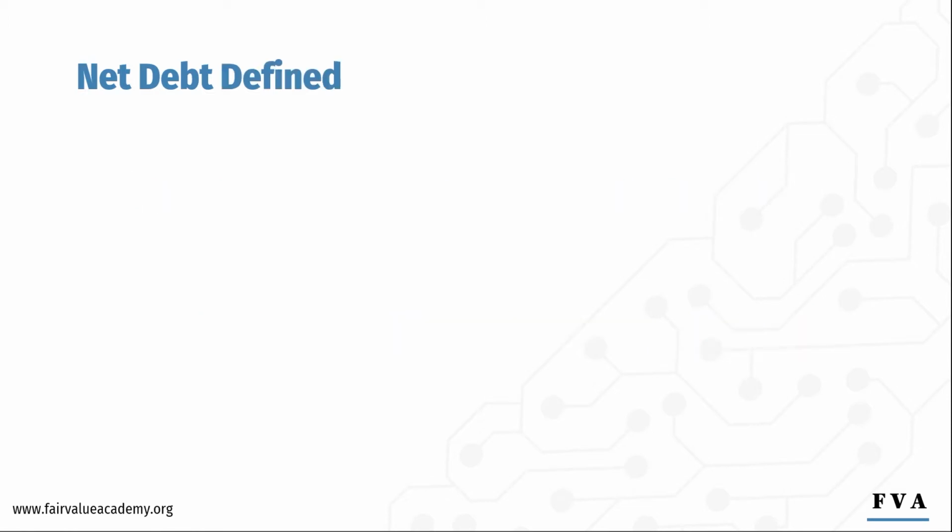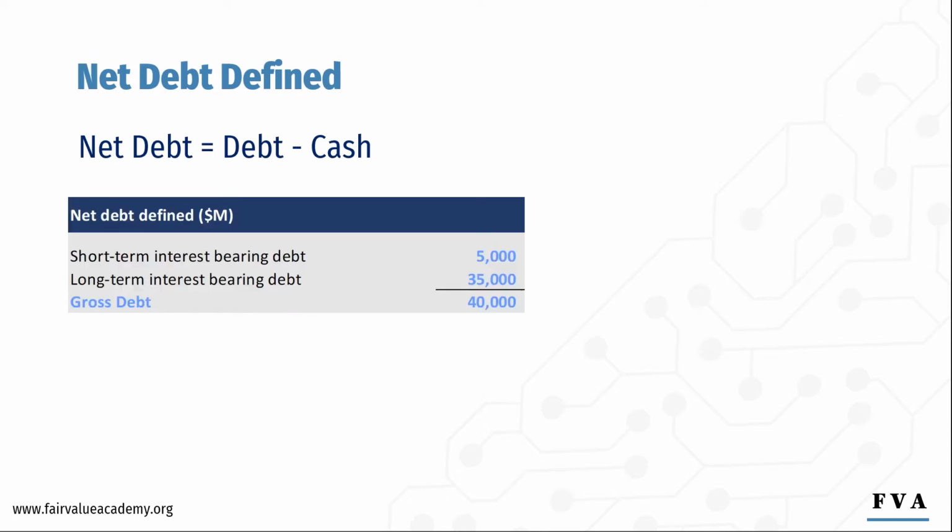In simple terms, net debt is debt minus cash. Let me illustrate using a simple example. On the balance sheet, this company has short-term interest-bearing debt of 5 million and long-term interest-bearing debt of 35 million, so total debt of 40 million. Note, when we are talking about net debt, we're only concerned with interest-bearing debt. We ignore things like accounts payable and we just focus on interest-bearing debt.